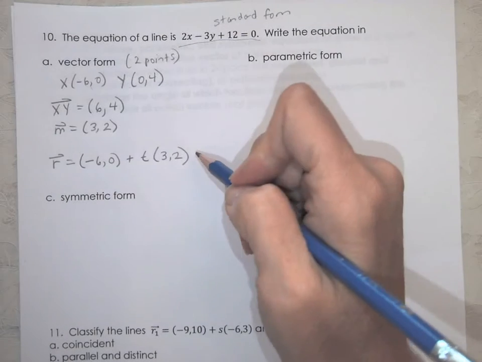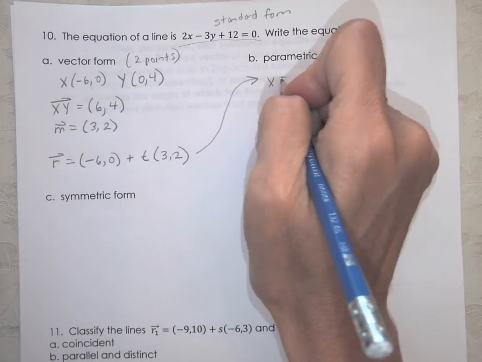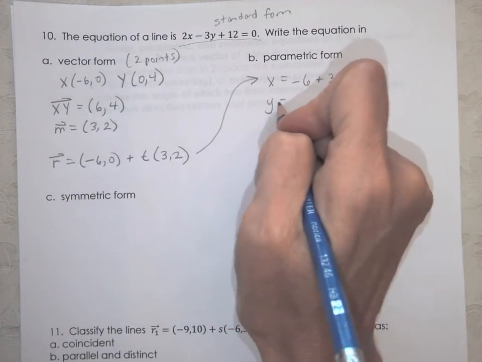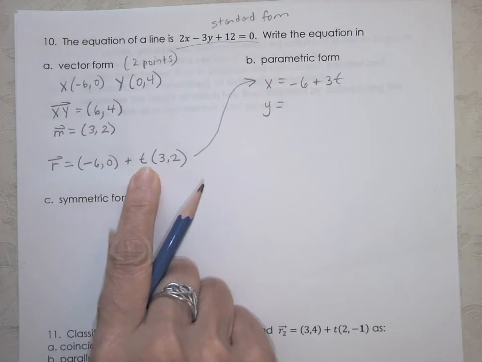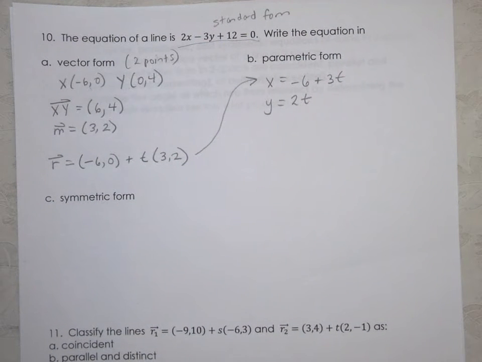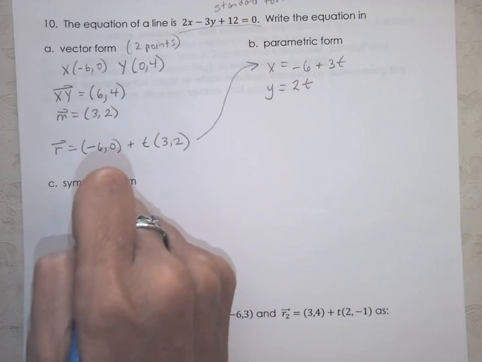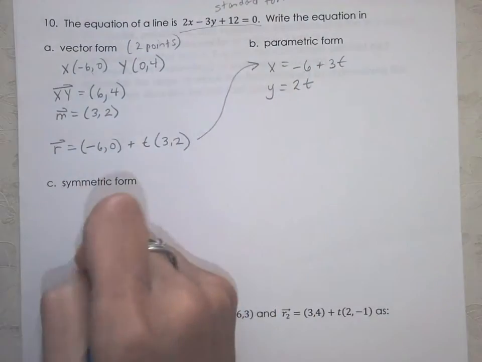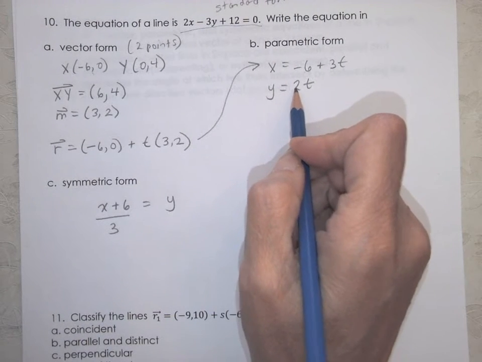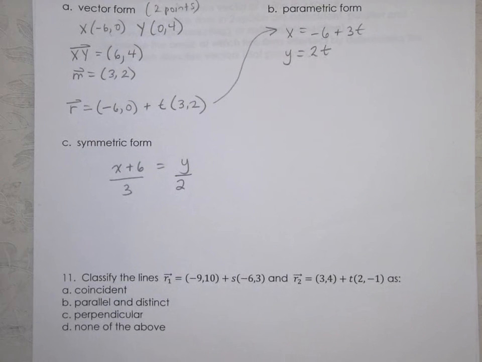So based on this being our vector equation, it's easy to get our parametric equations. So they're going to be x equals -6 plus 3t, and y equals 0, which I don't need to write, plus 2t. So that's our parametric form. And in symmetric form, I want to get t by itself in this equation, so I would do x plus 6, add 6 to both sides and divide by 3, equals y. Now I don't have to add or subtract, I just need to divide by 2 to get t by itself, so equals y over 2. So there's our symmetric form.